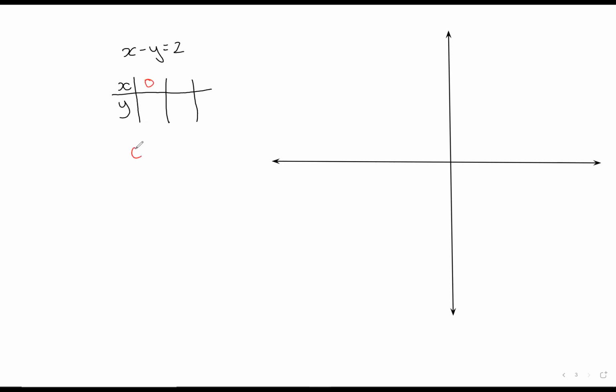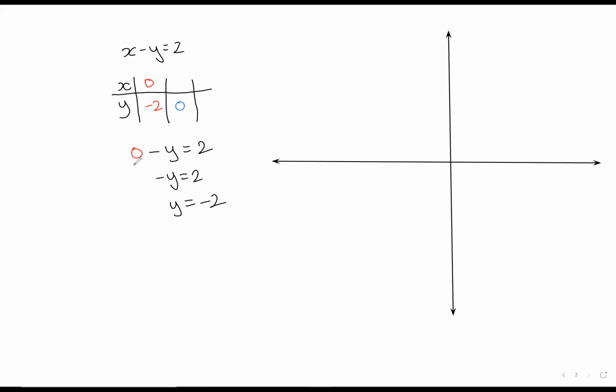If I take x as 0, this becomes 0 minus y is equal to 2. That means minus y is equal to 2, and that means y is equal to minus 2. So when x is 0, y is minus 2. Now let's take y as 0. The second thing we're going to do is take y as 0.